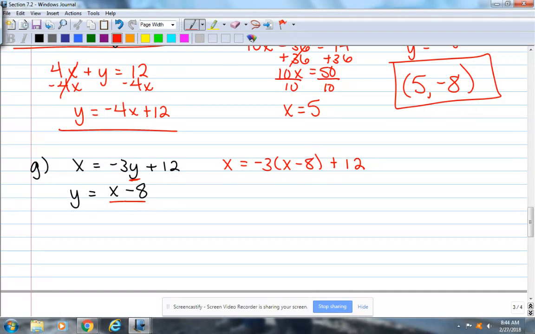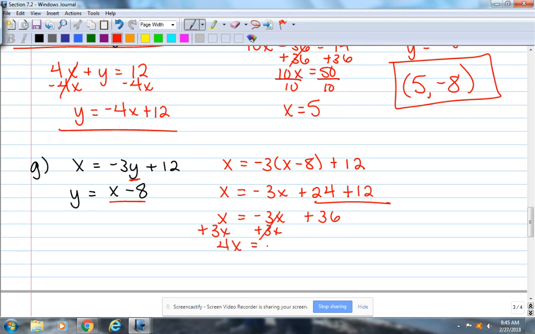And then I have to distribute that. x equals negative 3x plus 24 plus 12. Now, aren't these two over there like terms? What's 24 plus 12? And then I want to get my x's together, so I have to add 3x to both sides. What's x plus 3x? Equals 36. Divide everything by 4. And x equals what? 9.